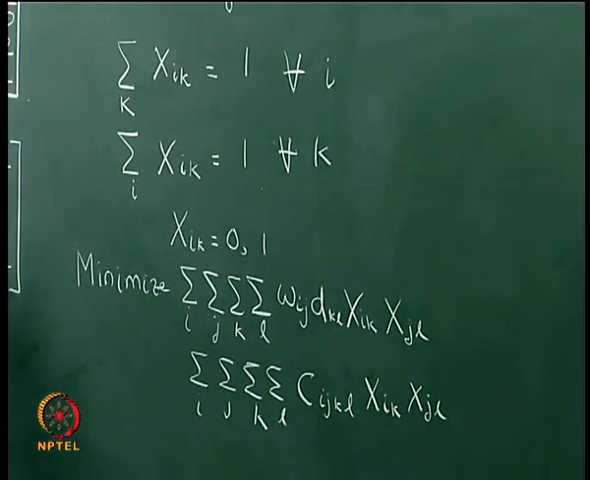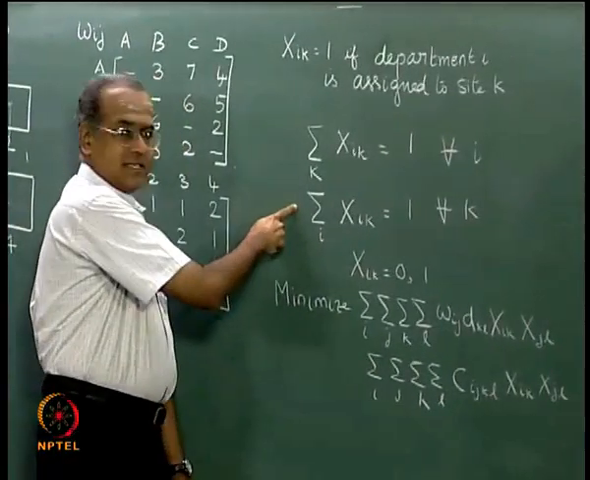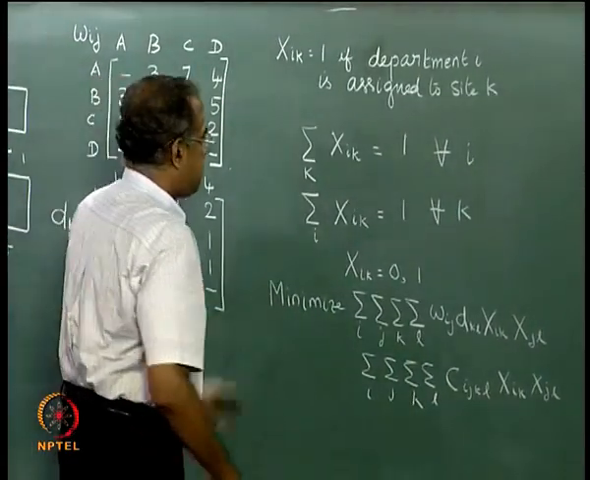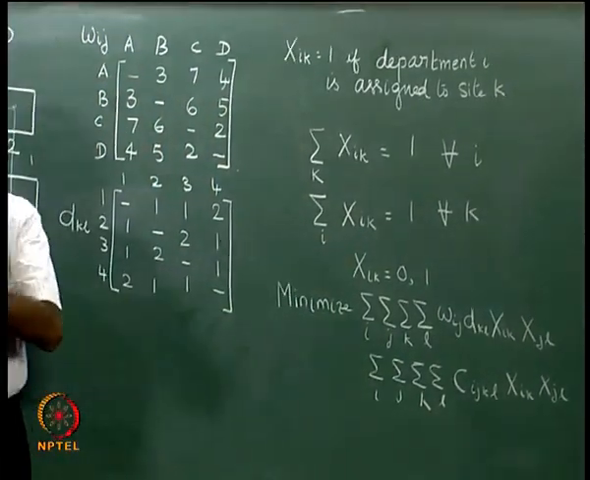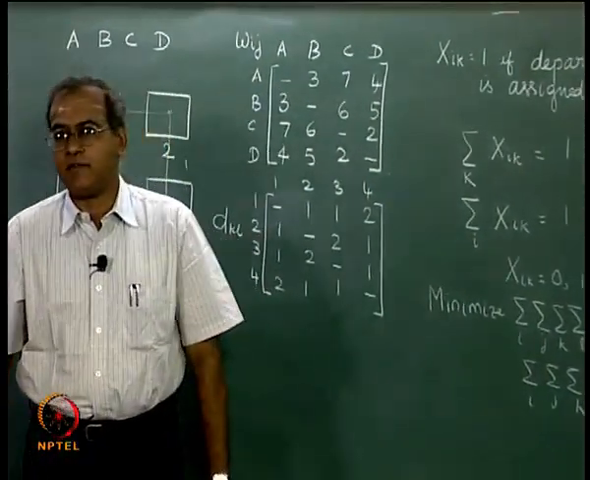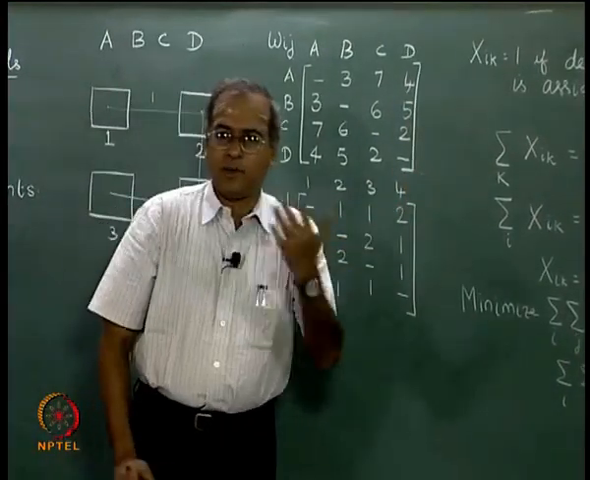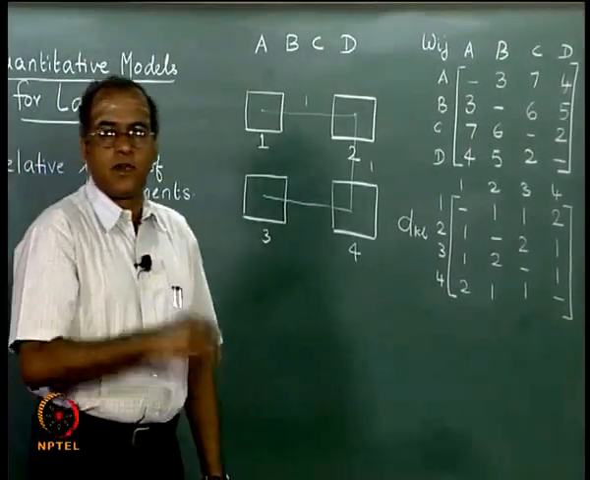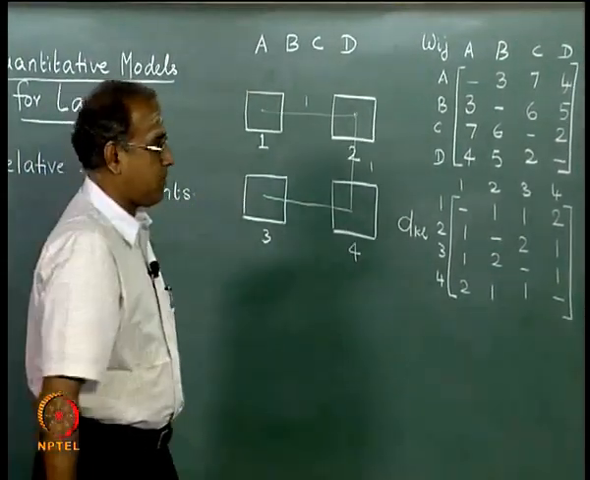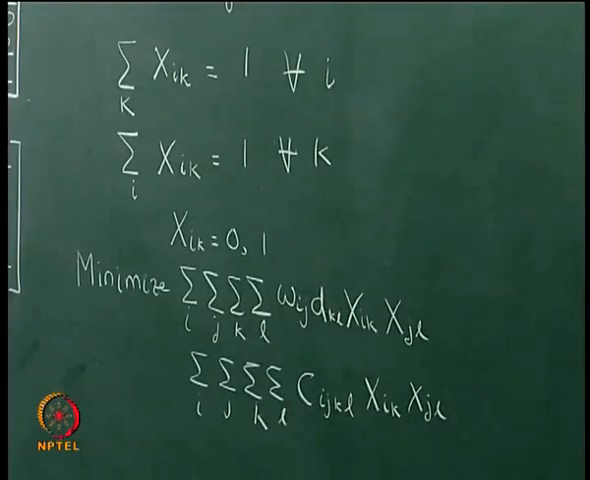So, for a 4 by 4 problem, we have 4 constraints here, 4 constraints here, which means we have 8 constraints and we have 4 into 4, 16 variables. So, there are 16 binary variables and 8 constraints for a 4 department 4 site problem. In general, for an n department n site problem, we have 2n constraints and n square variables.